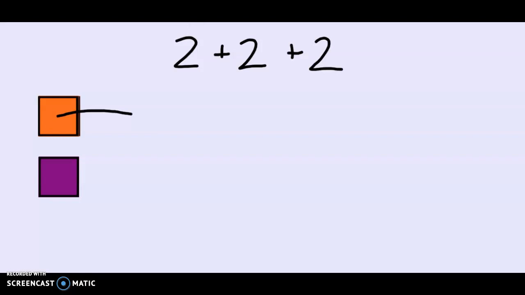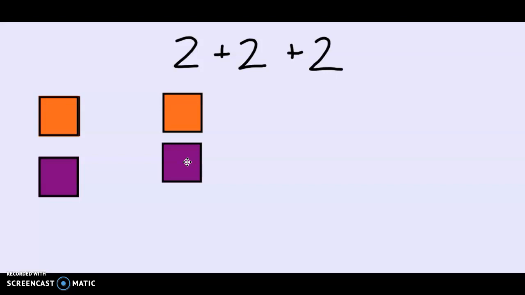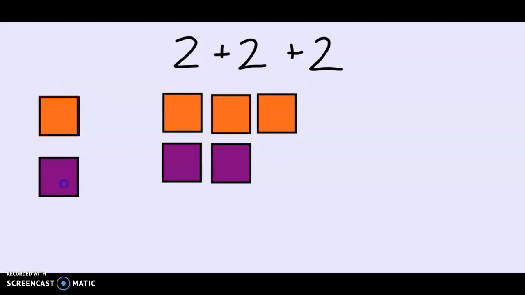Now, 2, as you know, is an even number. So I'm going to take one orange and one purple, and that's going to represent my first 2. So we have 2. Let's make our second 2. I'm going to move them a little closer than the numbers are, but that is that middle 2. I'm trying to make them as nice and even as possible. And now we have our last 2. 1, 2. So this array represents my equation. I have 2 plus 2 plus 2.